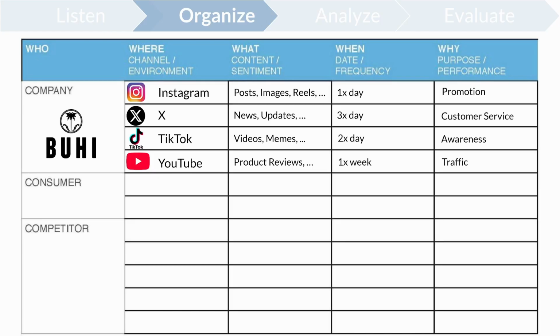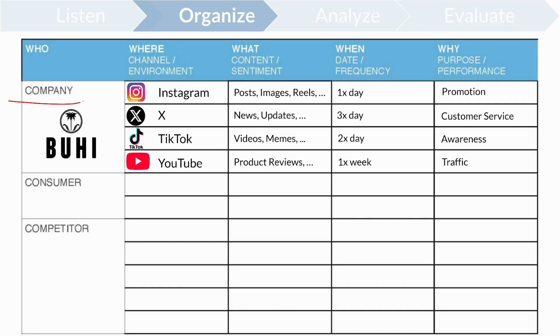And why? What is the big reason? Why are we posting on Instagram? Are we promoting products only there? That's the main reason. For TikTok, is it just for awareness? Awareness means just putting our name out there, people getting to learn our name and product. Or we want traffic, conversions to our website, to the product, to whatever, through YouTube videos. What is the reason we post on this channel?